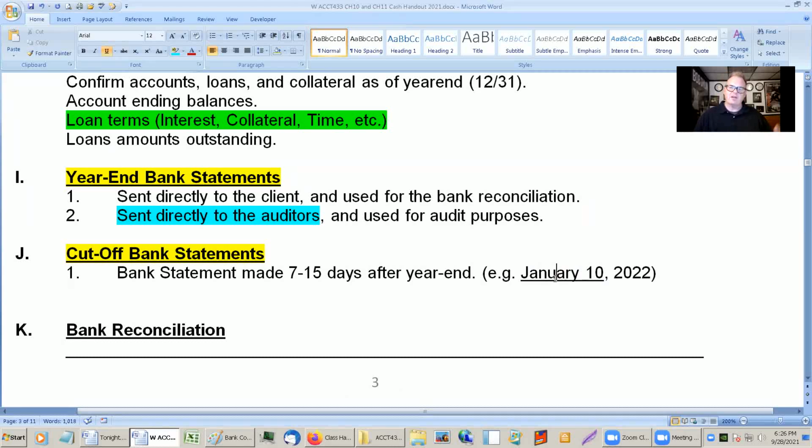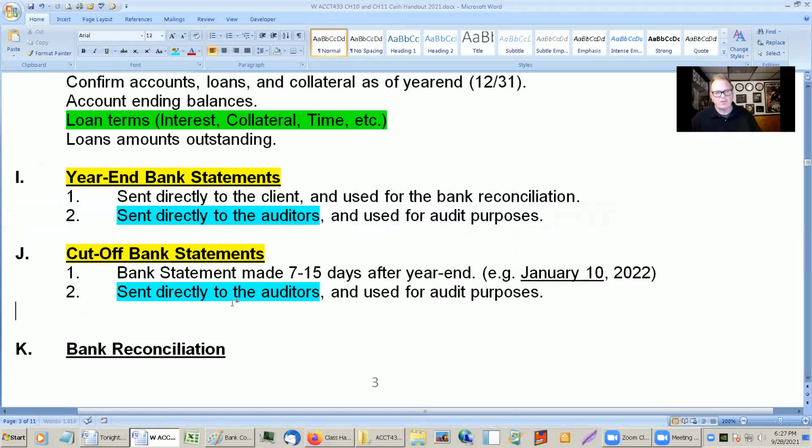The reason we do that is that there are things on the bank reconciliation, which we're going to get to in a minute, that will become more clear when we get those bank statements. So for instance, if they said they made a deposit at year end, well, by January 10th, that deposit should certainly be in their bank account. And this too is sent directly to the auditors. The client probably doesn't get one, probably doesn't want one. I'm sure they could have one, but it's more for the auditors that we get it sent directly.